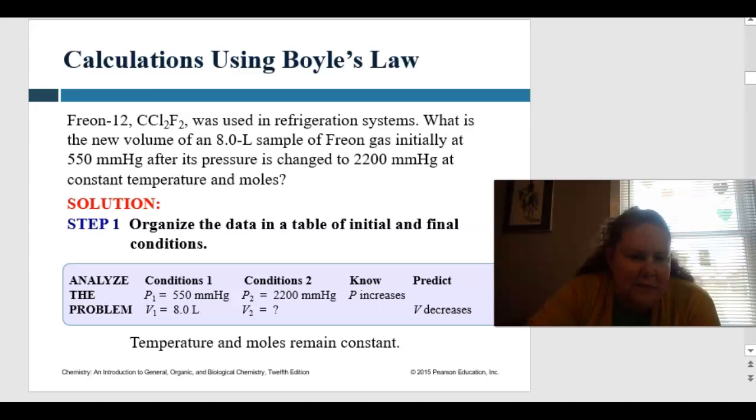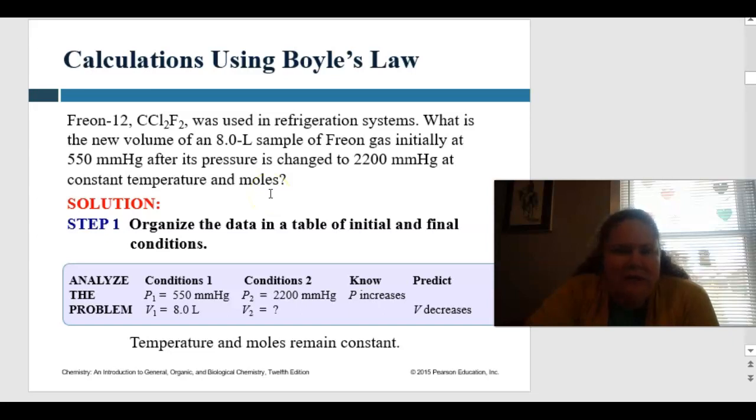So let's do an example together. Freon 12, which is CCl2F2, was used in refrigeration systems. What is the new volume of an 8.0 liter sample of Freon gas initially at 550 millimeters of mercury after the pressure is changed to 2,200 millimeters of mercury at a constant temperature and moles? Wow, that's a handful, right?